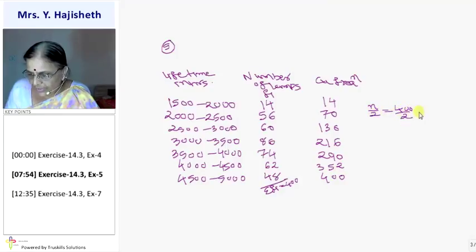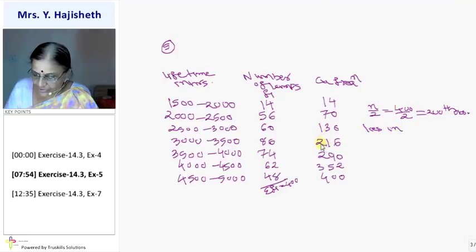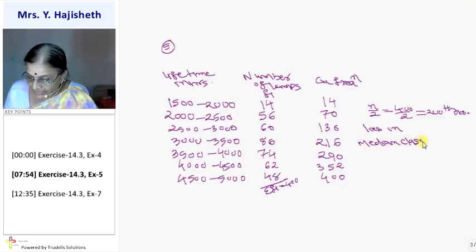So the 200th observation lies between 130 to 216. So it is the class 3000 to 3500. So my median class, in which this 200th observation lies, is 3000 to 3500. Okay.